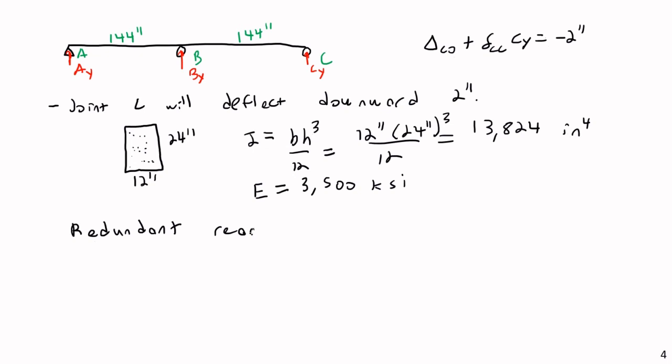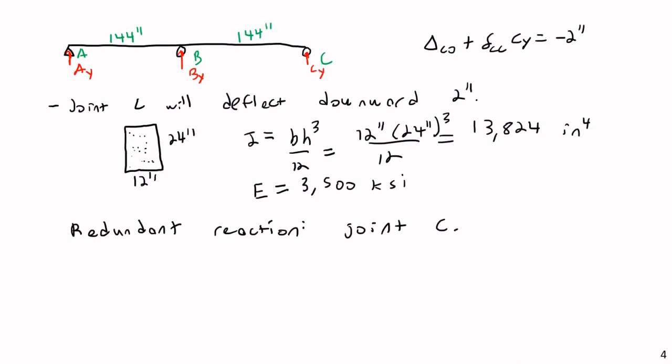My redundant reaction will be joint C, or point C. And so then let us go on to the next step, which is to analyze the primary beam.